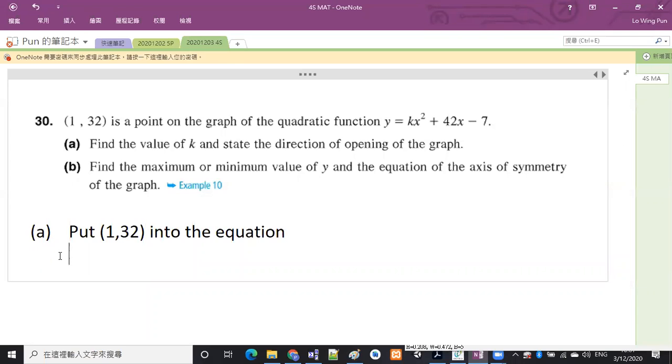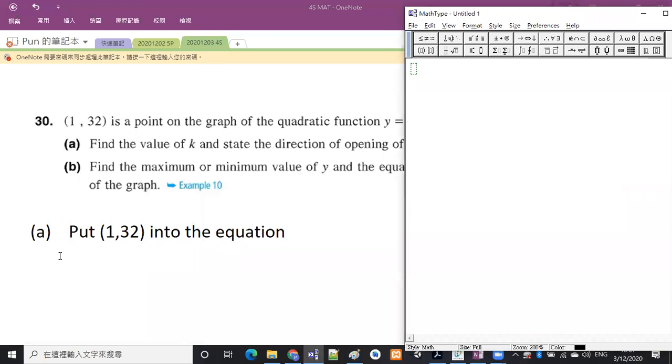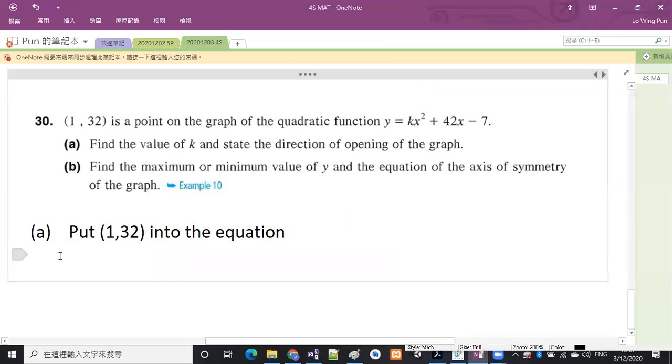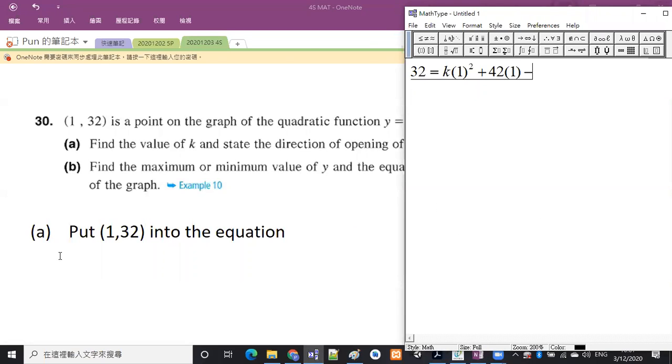Okay, so that will be like this. The 1 will be put into the x position, and then 32 will be put into the y position. So that will be equal to k times 1 squared plus 42 times 1 minus 7. Then you get an equation that involves the only unknown k. So 32 is equal to k plus 35. So k will be equal to -3. Is it correct? Yes.